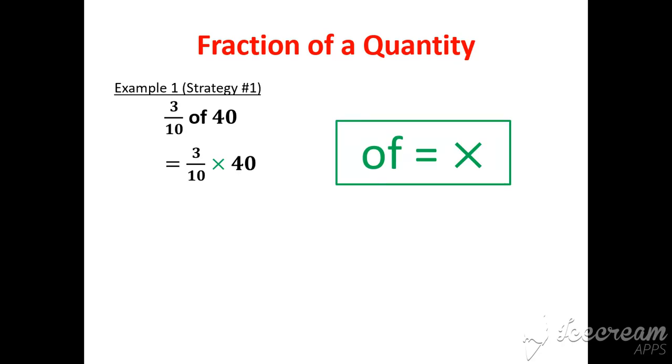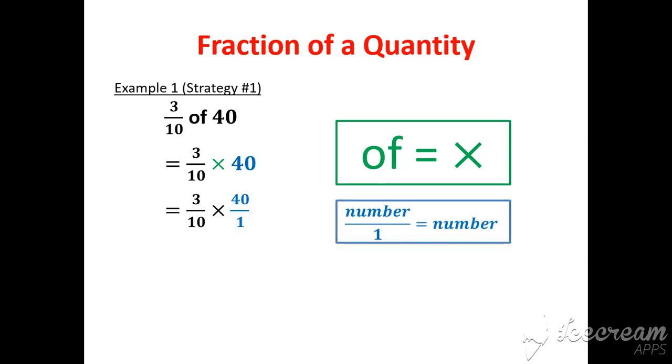Here's example one and our first strategy. We're finding 3/10 of 40. If you don't have a calculator, you just need to remember that of means times, and so 3/10 times 40. 40 is written as 40 over 1. Any whole number can be written over 1 to turn it into a fraction. So we've got 3/10 times 40 over 1.